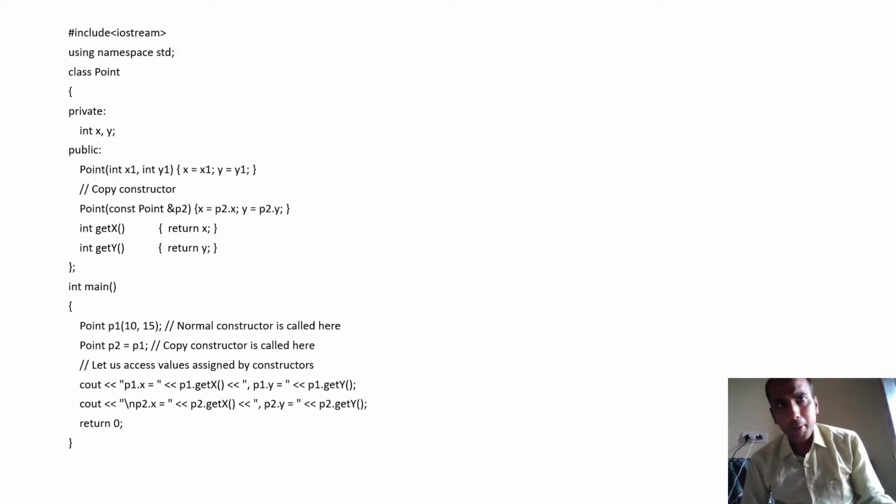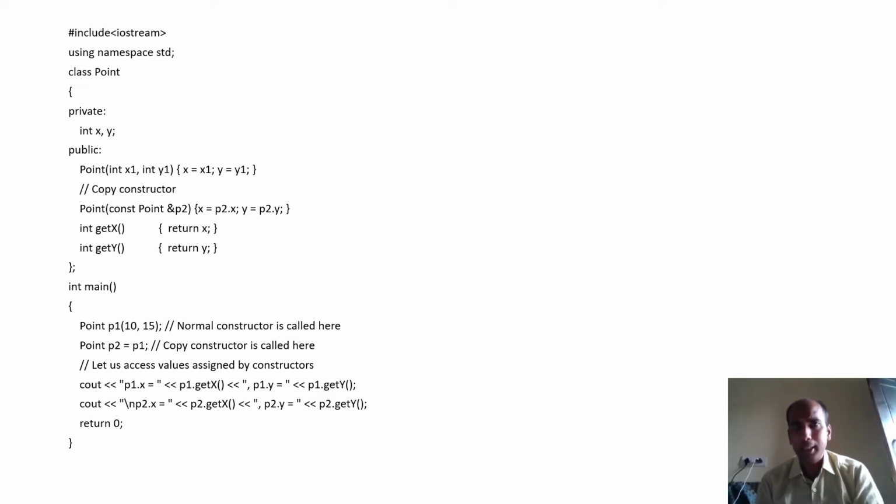So how? Look at the example. There are two private members x and y in the given class Point. Now there is a constructor which receives two integers x1 and y1 and initializes x and y. That is a normal parameterized constructor. Now look at the copy constructor. It receives a reference of an object and writes x equals p2.x, y equals p2.y. Even if you do not create it, C++ creates it for you.